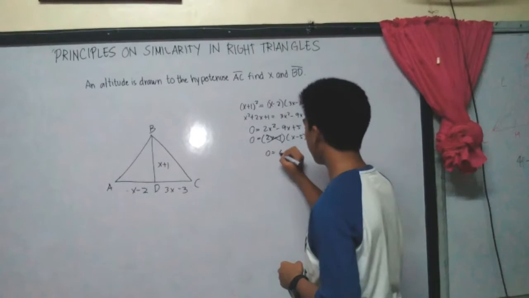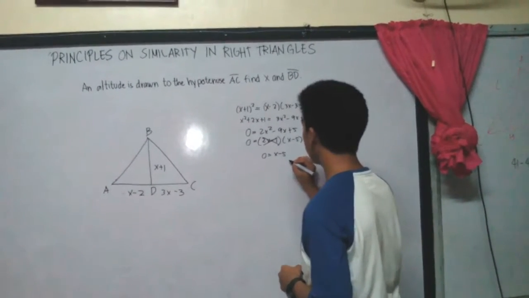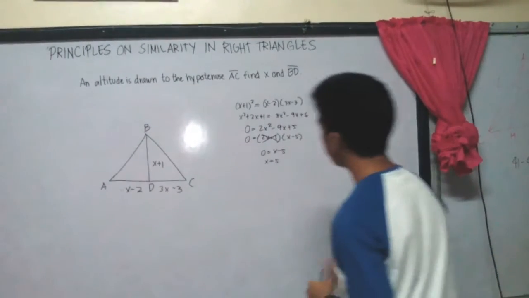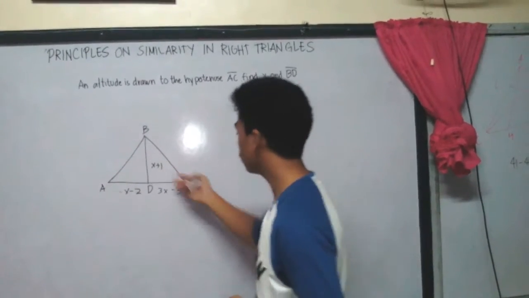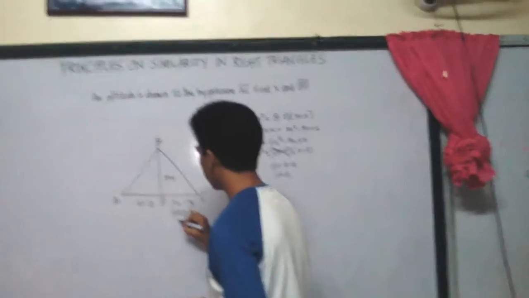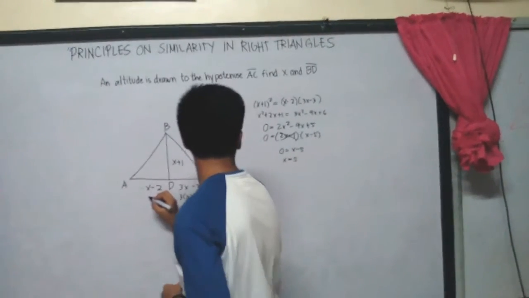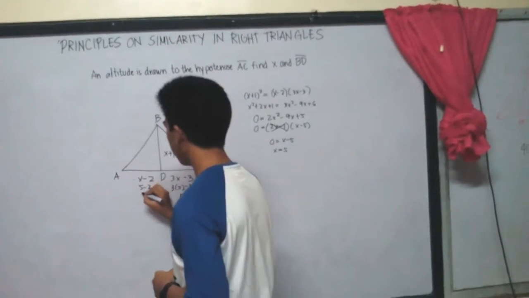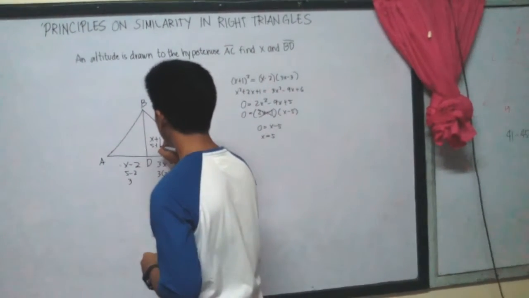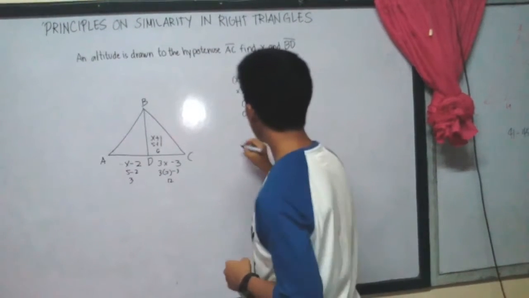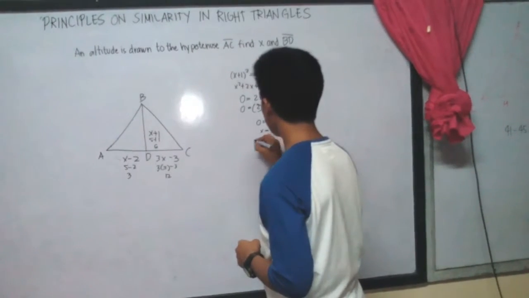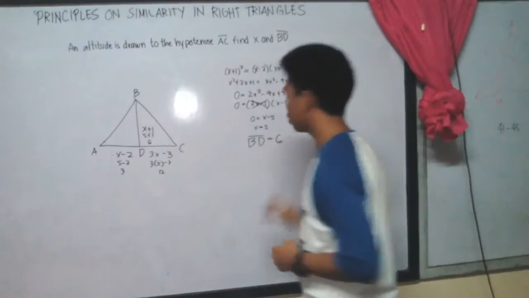So, 0 equals x minus 5. The value of x will be x equals 5. Substituting the value of x to these terms, 3 times 5 minus 3 equals 12. 5 minus 2 equals 3. And 5 plus 1 equals 6. So the value of BD, which is the altitude, is equal to 6.